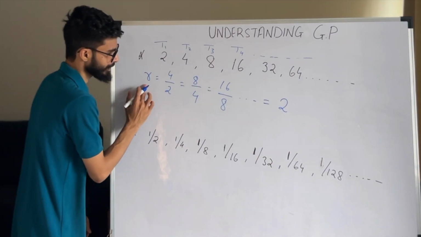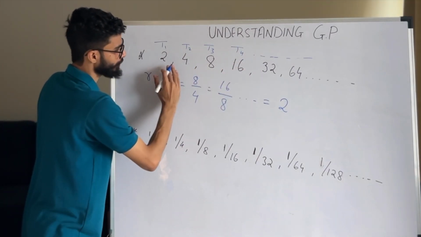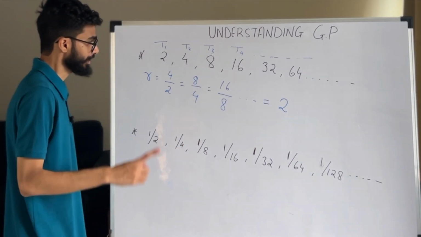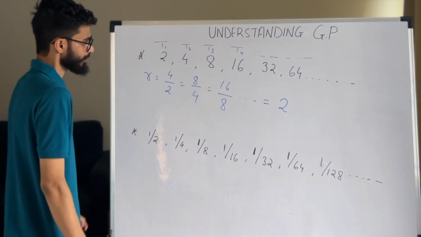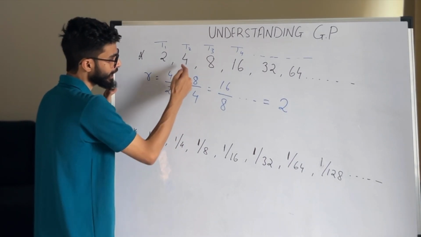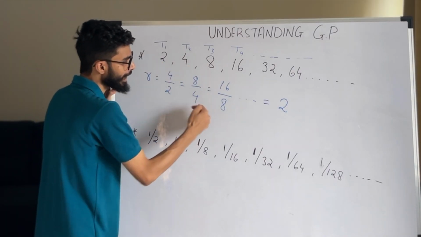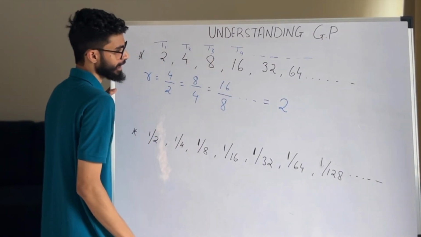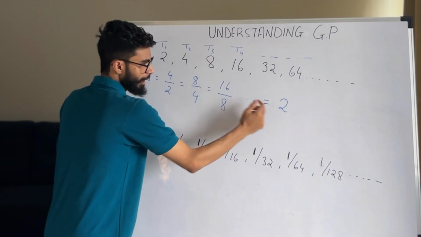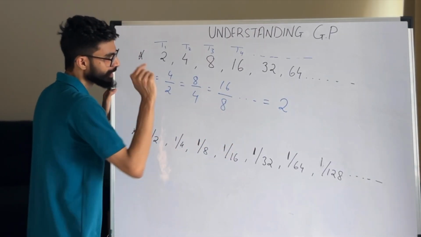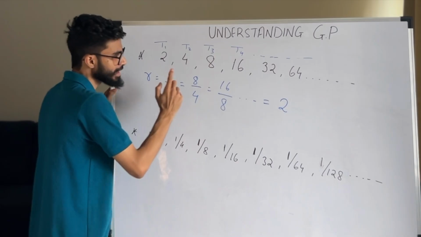So this is the common ratio of this GP series, and a series which follows this pattern, where T2 by T1, T3 by T2, T4 by T3 and so on come to the same common ratio, is called GP.